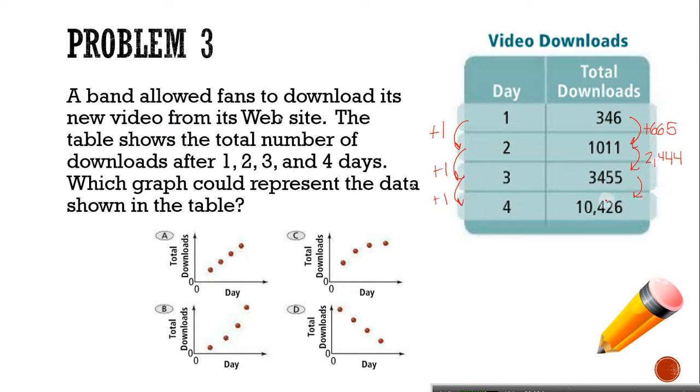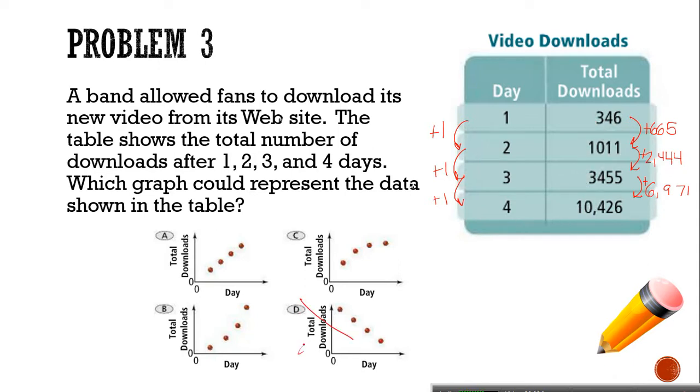Next one, that's a really big jump. That is 6,971 downloads change. So now, first things first, I'm going to look at my different graphs. I'm going to do kind of a process of elimination. First of all, I notice my downloads are going up. I'm getting bigger numbers each day.